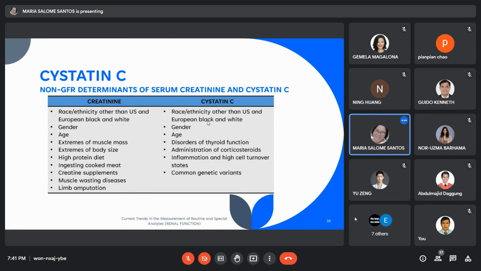So creatinine is affected by race or ethnicity other than US and European black and white, by gender, age, extremes of muscle mass and body size, high protein diet, ingesting cooked meat, creatine supplements, muscle wasting diseases, and limb amputation. On the other hand, cystatin C is affected by race or ethnicity other than US and European black and white, gender, age, disorders of the thyroid function, administration of corticosteroids, inflammation in high cell turnover states, and common genetic variants.